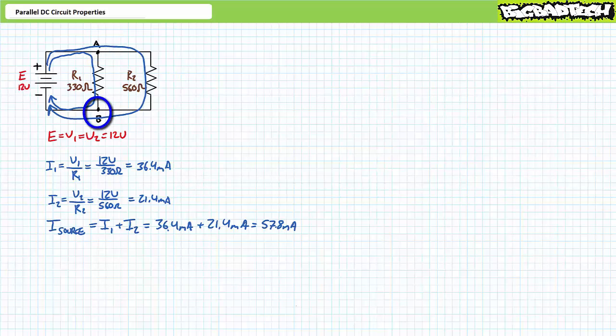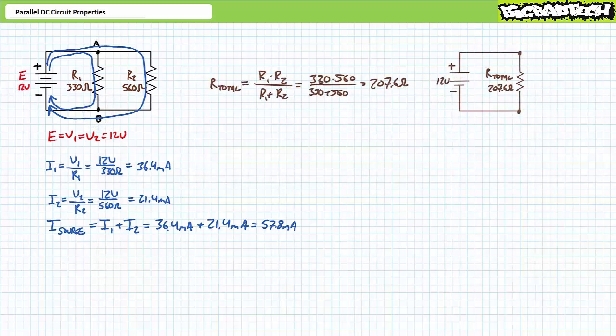Similarly, at node B, 36.4 milliamperes and 21.4 milliamperes enter node B, and 57.8 milliamperes leaves. At node B, we can say I1 plus I2 equals I source. 36.4 plus 21.4 does indeed equal 57.8. If this seems too easy to you, we can verify source current using Ohm's law.